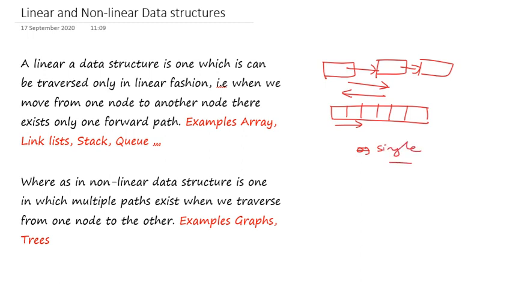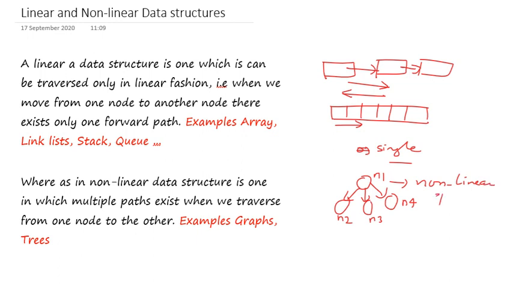But in a non-linear data structure, what happens? Say you are at this point and you want to move further. There is an ambiguity. There are multiple paths you can have like this. Say this is node N1. From node N1, you can move to node N2, you can move to node N3, you can move to node N4. This way there are multiple paths. There is no single linear way. This is what we call non-linearity.